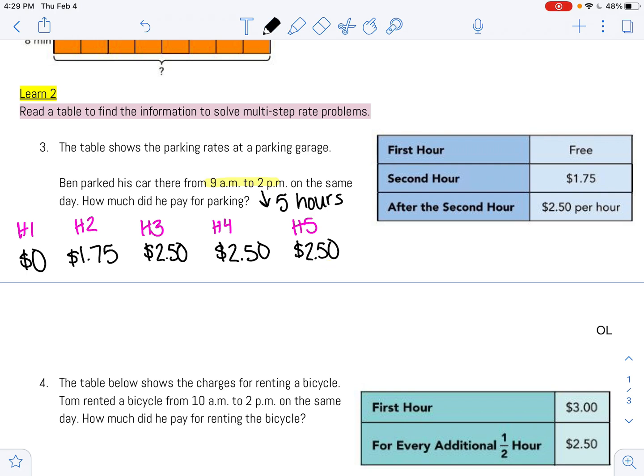So to find his total, we want to add all of these together. So $0 plus $1.75 plus $2.50 plus $2.50 plus $2.50. When we add all of those together, it comes out to be a total of $9.25. So Ben paid $9.25 for parking.